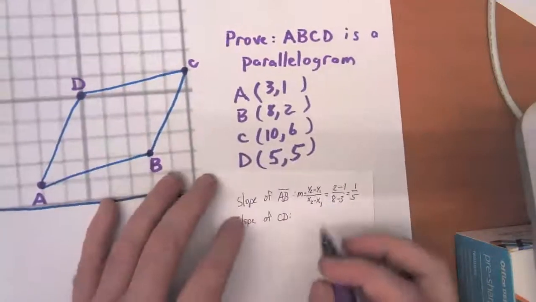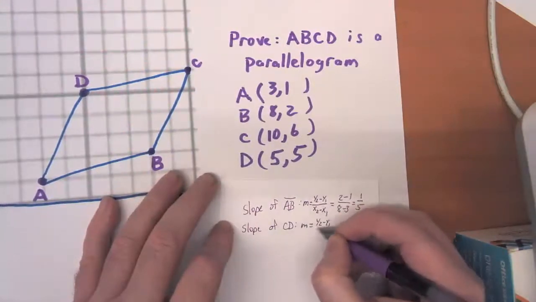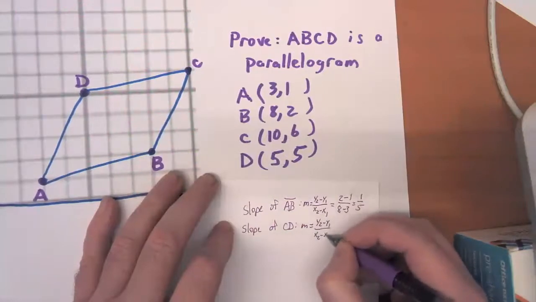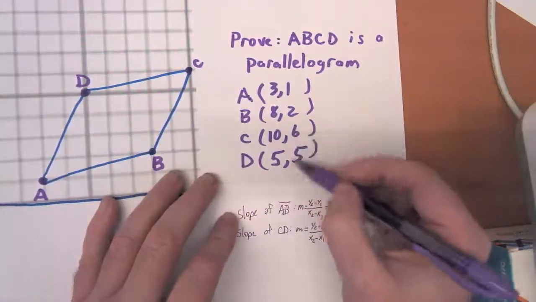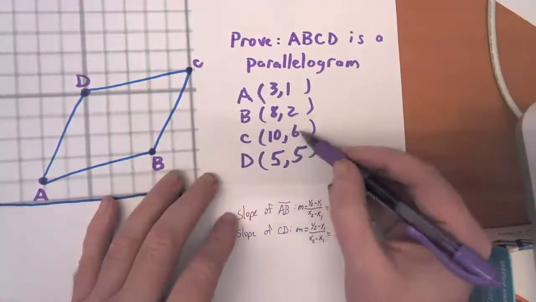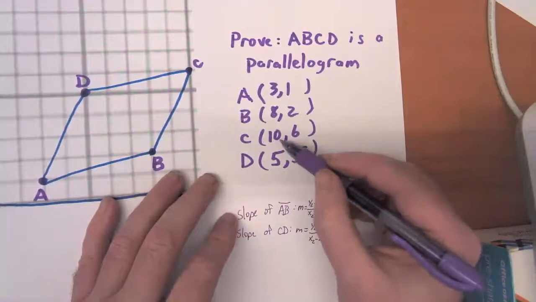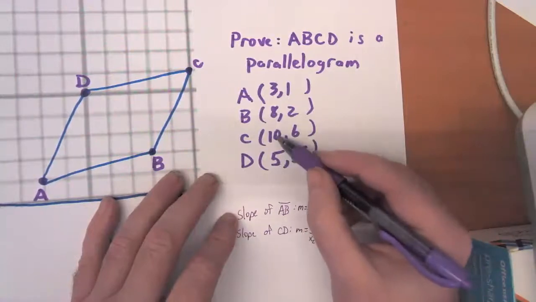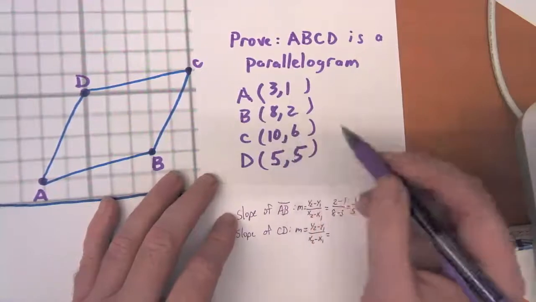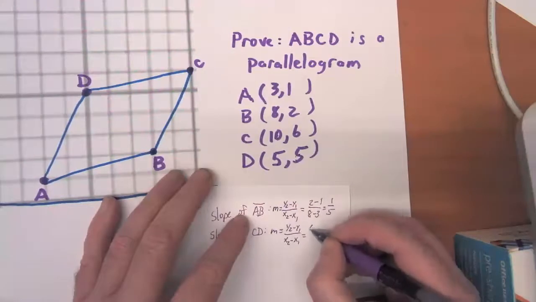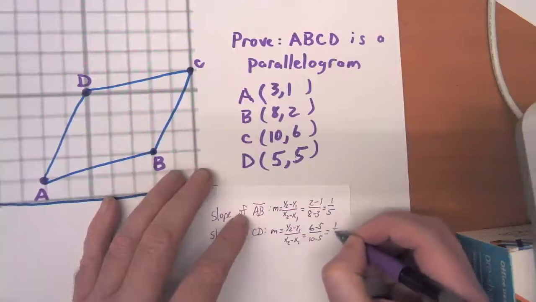Let's do the same thing with CD. y2 minus y1 over x2 minus x1. And this time, we can do the subtraction in either order. We don't have to say 5 minus 6. We can say 6 minus 5 if we like. So it'll be a positive number, but we need to make sure if we do 6 minus 5 that we do 10 minus 5 in the denominator. We can't be going one direction in the numerator and the other direction in the denominator. So that's 6 minus 5 over 10 minus 5, which is 1/5.